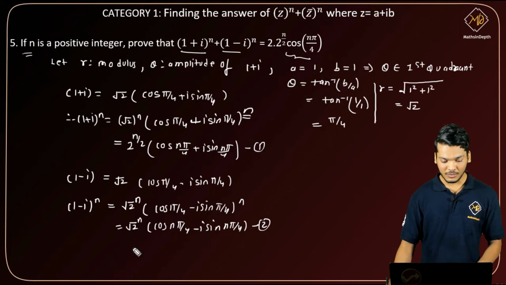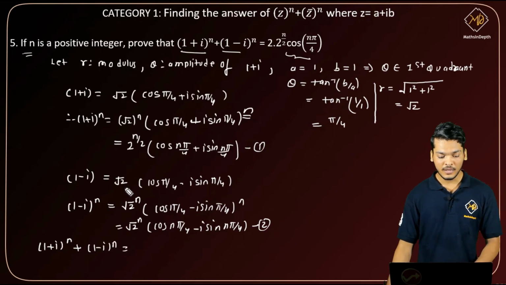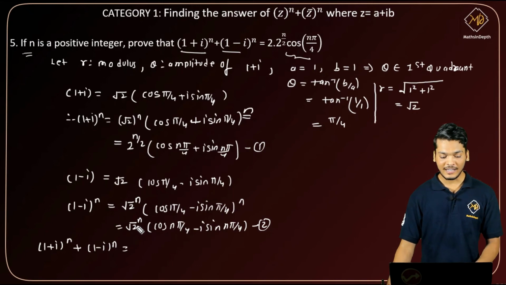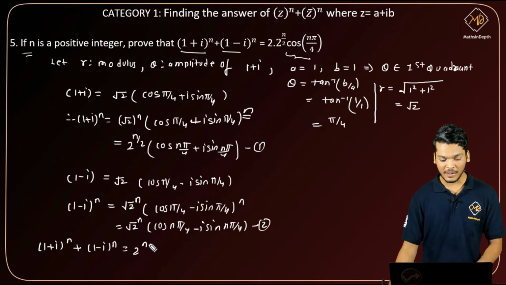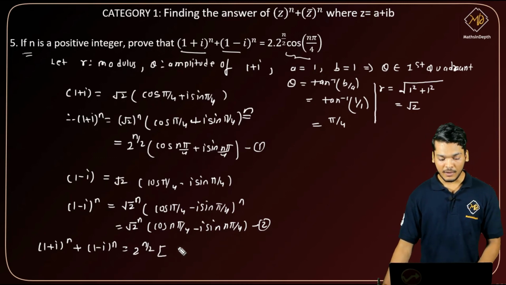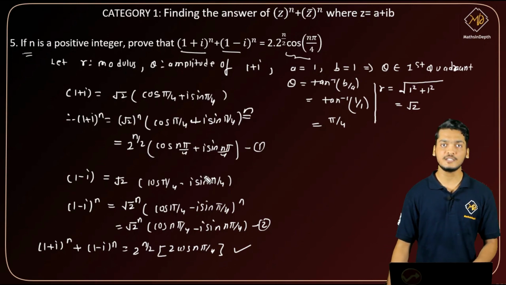If I add 1 and 2, then I get 1 plus i raised to n plus 1 minus i raised to n equals, now root 2 raised to n is actually 2 raised to n by 2, so I can take 2 raised to n by 2 common from equations 1 and 2 and write it outside the bracket. Now these imaginary parts get cancelled out and I get twice cos n pi by 4. So this is actually the RHS of this question. So let's see question number 6.